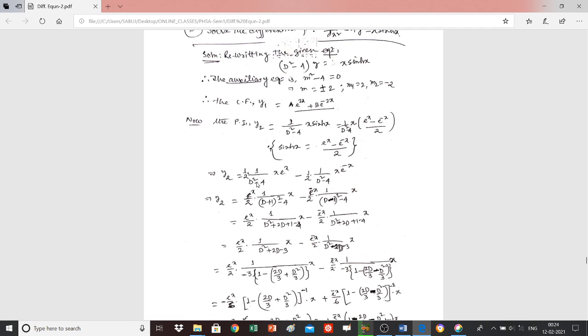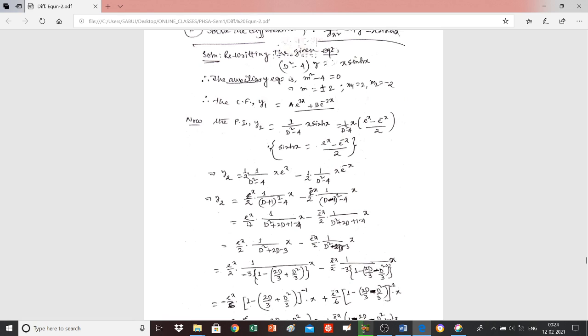Now just separate this into two terms, that is y2 is equal to 1 by 2, 1 by D squared minus 4 of x e to the power x, then minus half, 1 by D squared minus 4 of x e to the minus x. You know that in this kind of expression, this D should be replaced by D plus a, since in this case a is 1, so D plus 1. So this is e to the x by 2, 1 by (D plus 1) whole squared minus 4 into x, minus e to the minus x by 2, then 1 by (D minus 1) whole squared minus 4 into x.